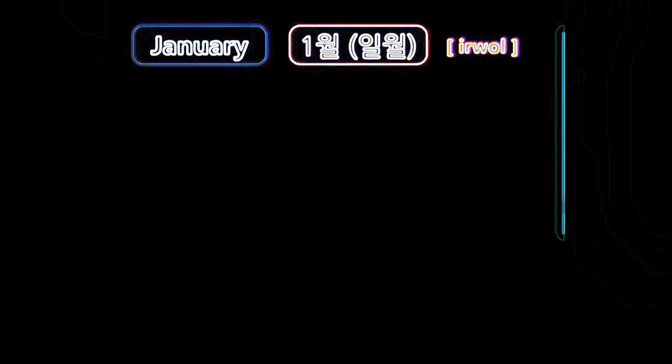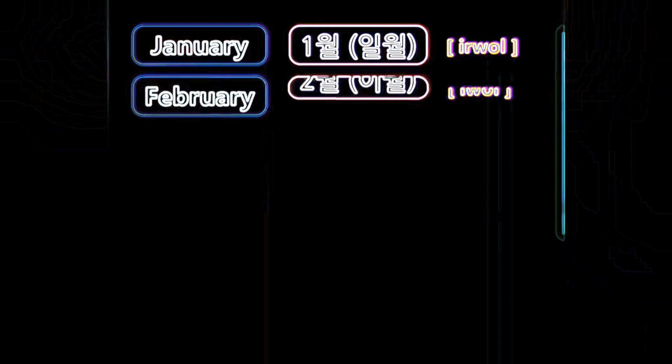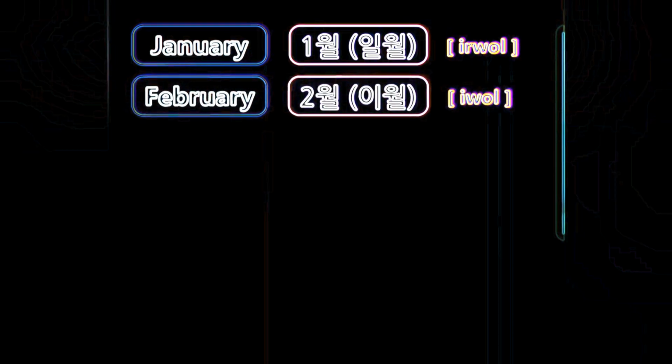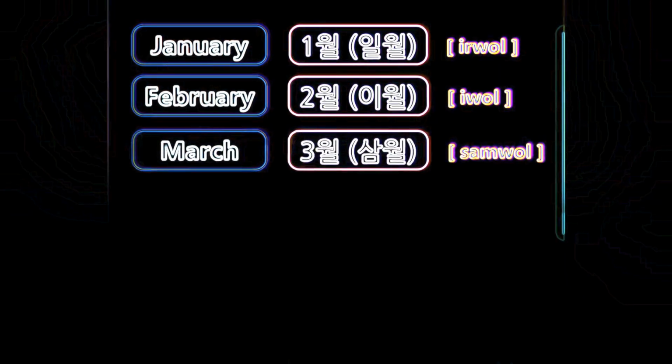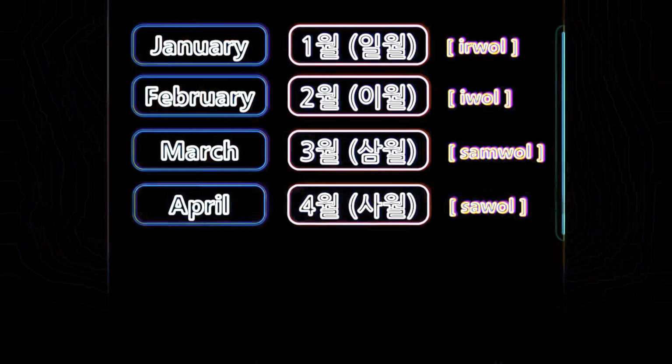Here we go. I'll say the word 3 times. January 1월, 1월, 1월. February 2월, 2월, 2월. March 3월, 3월, 3월. April 4월, 4월, 4월.